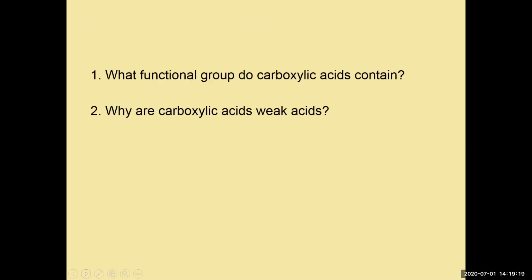Have a go at these questions, fill them in your booklet. Pause it, have a go. So the functional group is COOH, and they are weak acids because they only partially ionize or only partially dissociate, and their pH range is between 4 and 6.